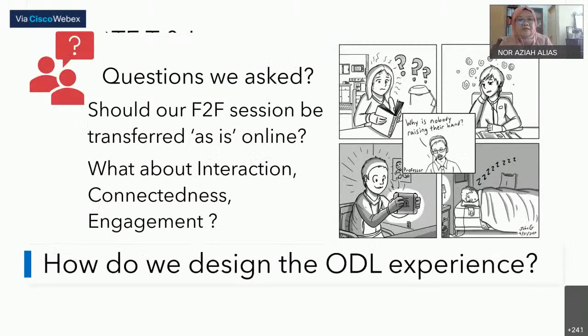Okay, so we have to ask, this is the first question that we get the lecturers in UiTM to ask. Face-to-face sessions that you normally have on campus cannot be transferred as is online. But the first thing most lecturers did was to transfer the 3-hour session, the 2-hour lecture online. So they had a 2-hour lecture, students were sleeping throughout, right? So we asked them to think about interaction, connectedness, and engagement. And what we want to do is we want to design the experience. So if you look at even this illustration, even people overseas are having this problem. Nobody is asking you questions, some will probably be asleep and so on.